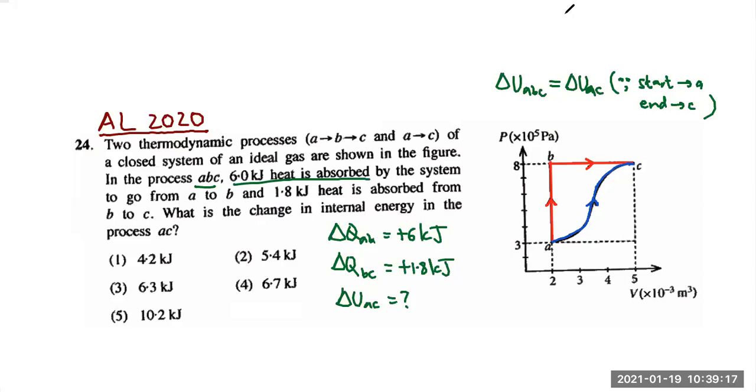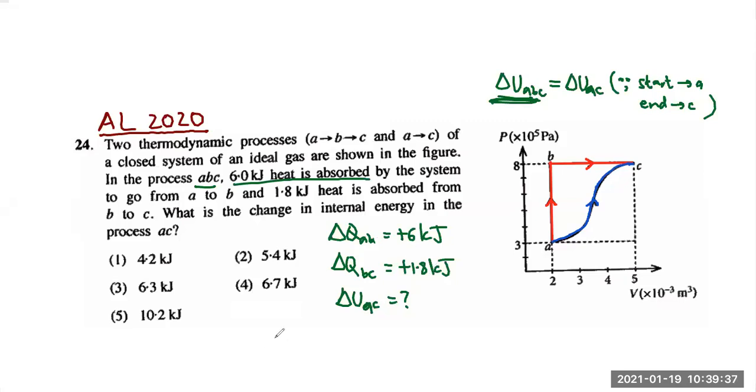Is delta U AC, right? Fine. Now, just like I said before, instead of finding delta U AC, if you find out delta U ABC, then you have the answer, because delta U ABC is equal to delta U AC. So let's try to find out delta U ABC.